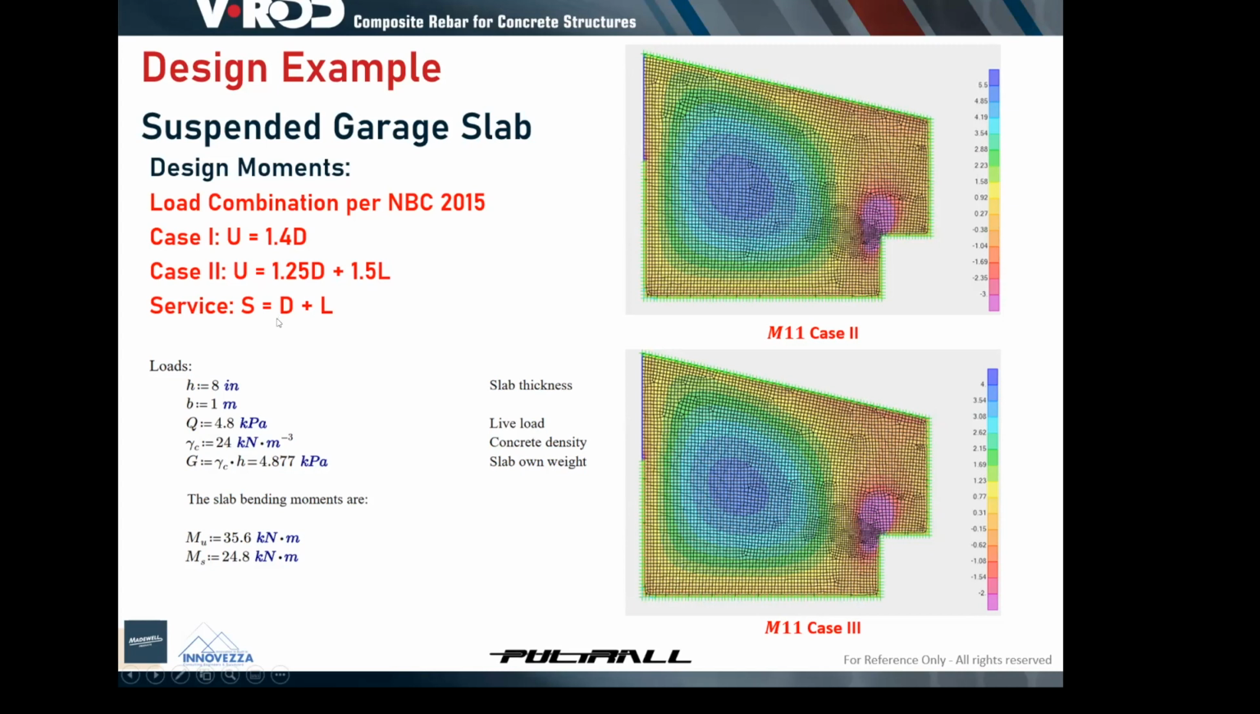Because the slab was irregular in shape, we used finite element modeling to calculate the bending moment at ultimate and at service. So here are the findings of the finite element modeling. The bending moment at ultimate was 35.6 kilonewton meter per meter, and at service 24.8 kilonewton meter per meter.